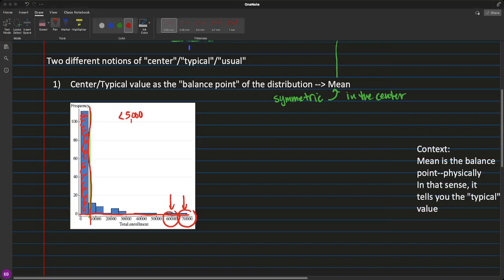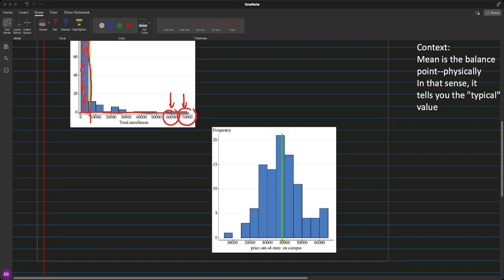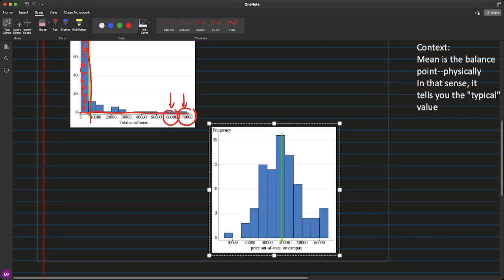If we go and look at the other one, the price of out of state, oops, it's not letting me copy it. One second. Okay, there we go. It took me a while to copy the image.